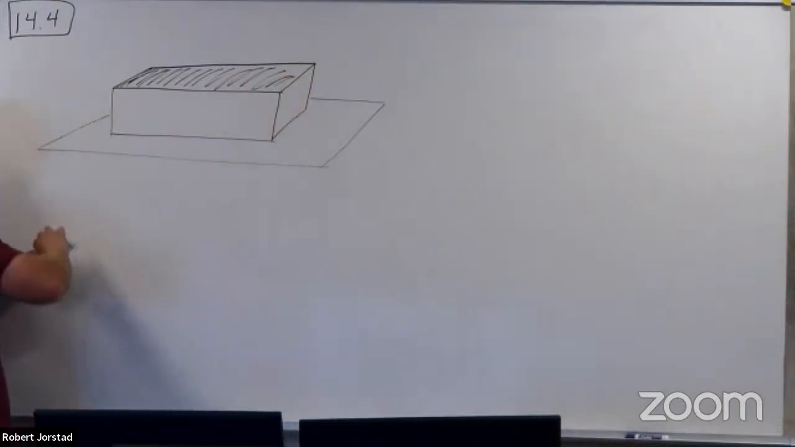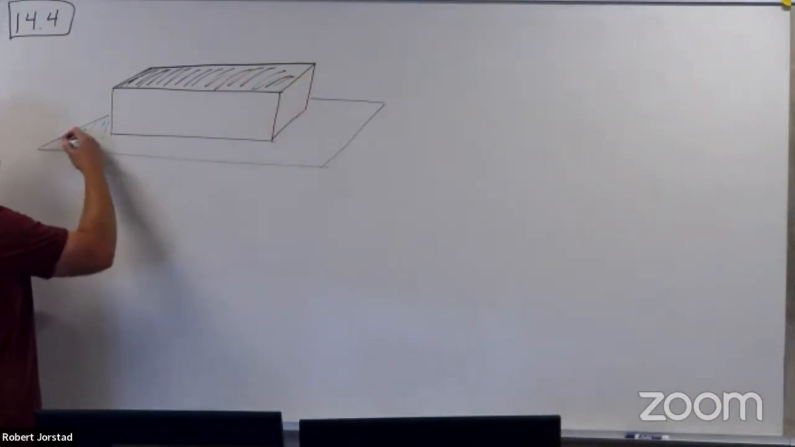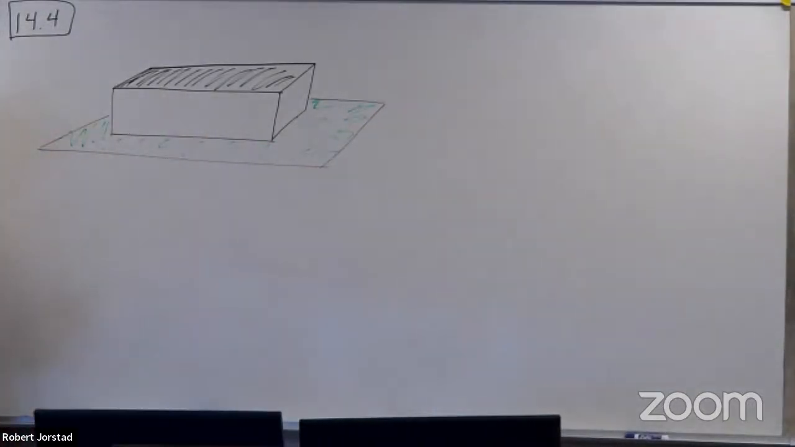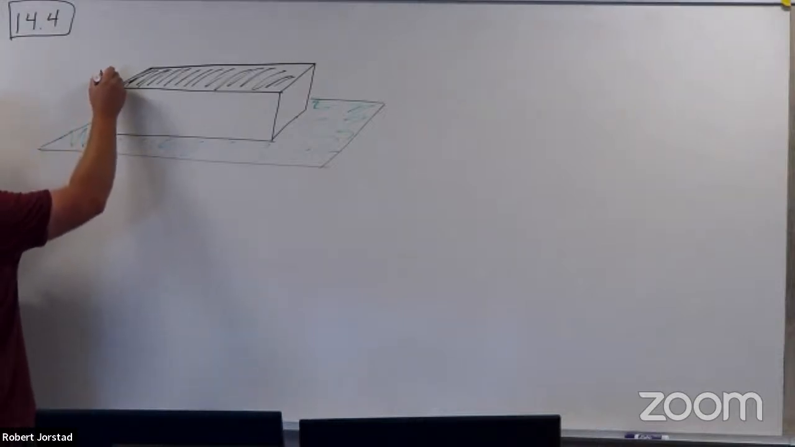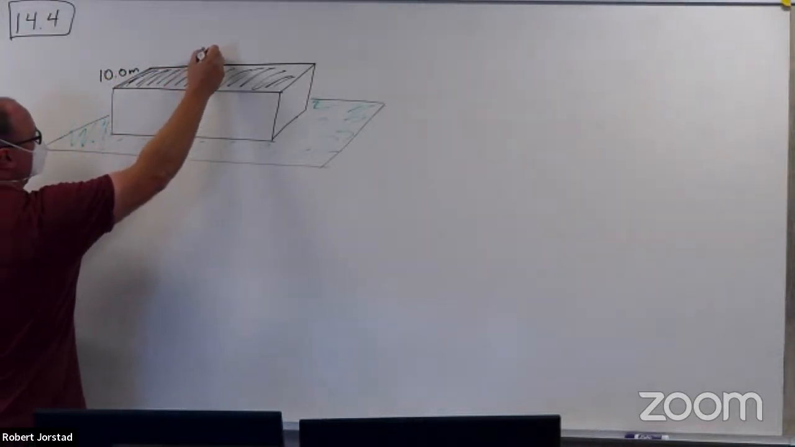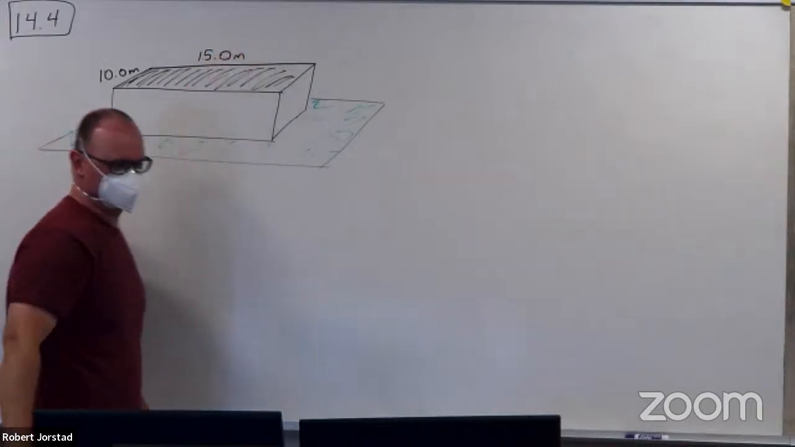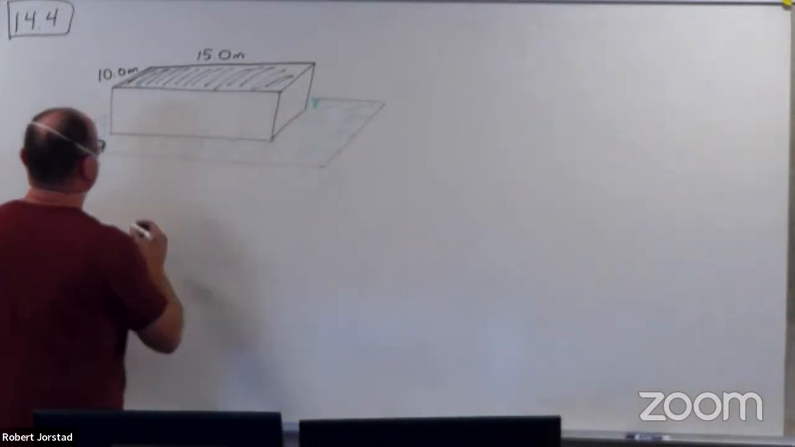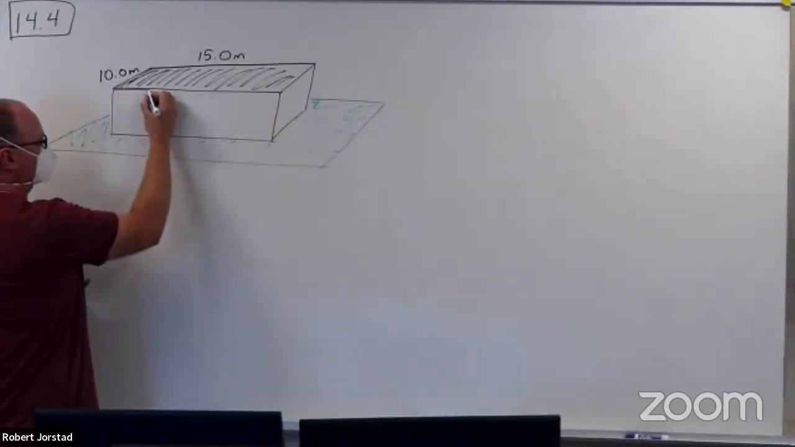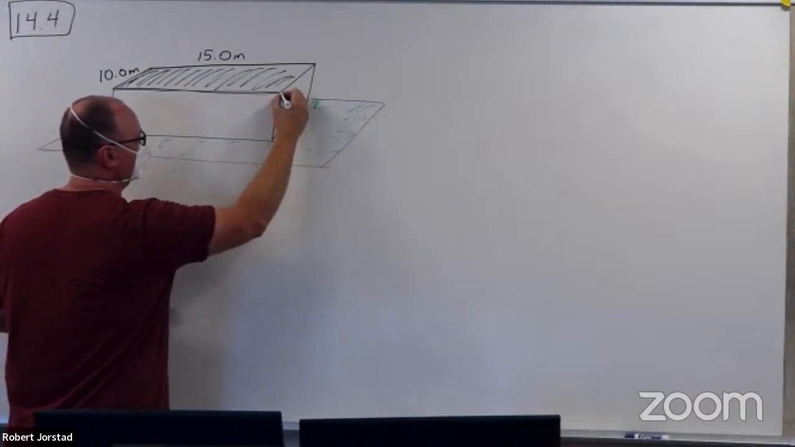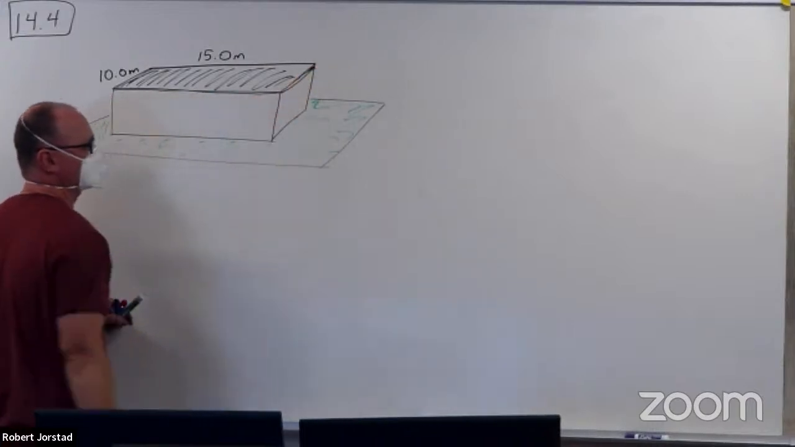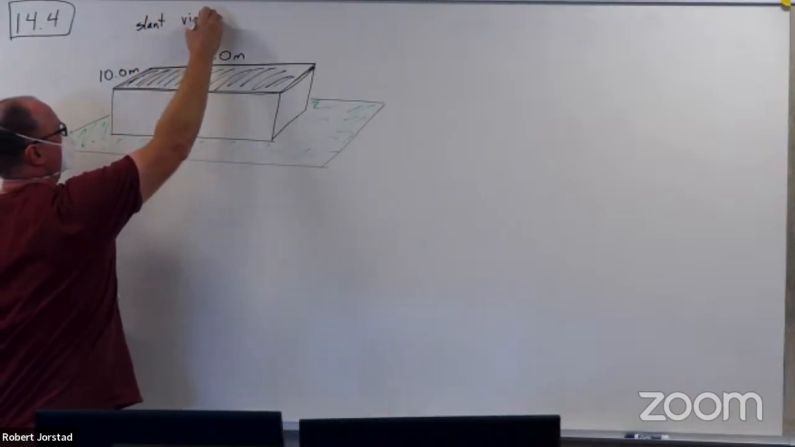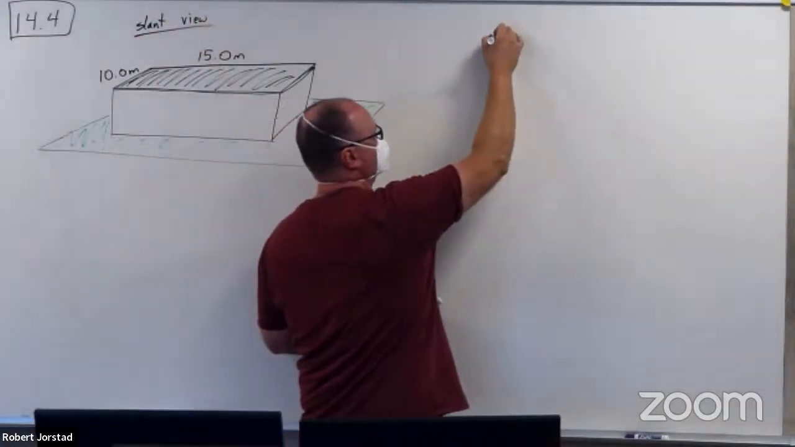Okay. This green area down here is like the grass around the building. All right. We're told that I think this side is 10.0 meters. This side's 15.0 meters. I hope I got the dimensions right. Yeah, it's pretty close. And I'm going to model this roof as a thin slab like this. This is a slanted view. I'm going to do a pure side view over here as well.